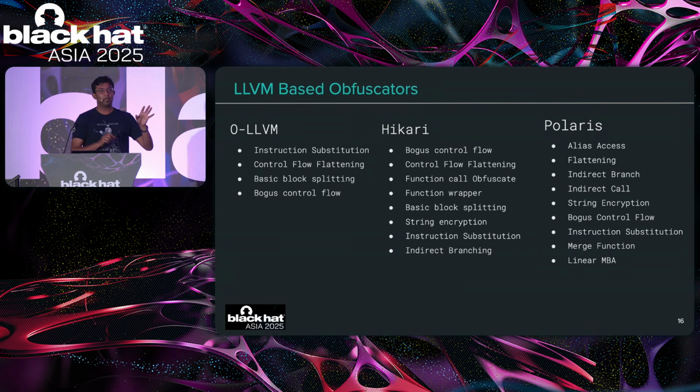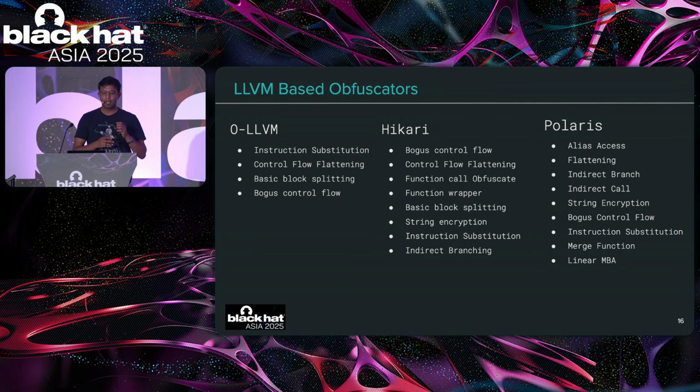OLLVM started this whole revolution of using LLVM for obfuscation, and it had some very basic introductory passes, I would say. Four of them are here, like substitution, flattening. Slowly, this evolved. Now we have tools like Hikari, which is performing indirect branching as well, and some extra transformations. And if you look at Polaris, which is the most maintained one these days, it has a new transformation, like the use of linear MBAs.